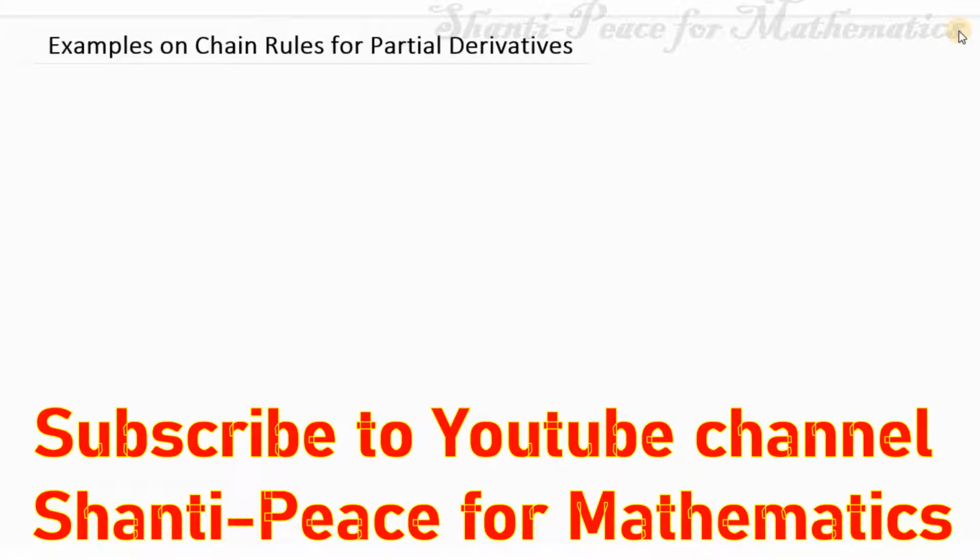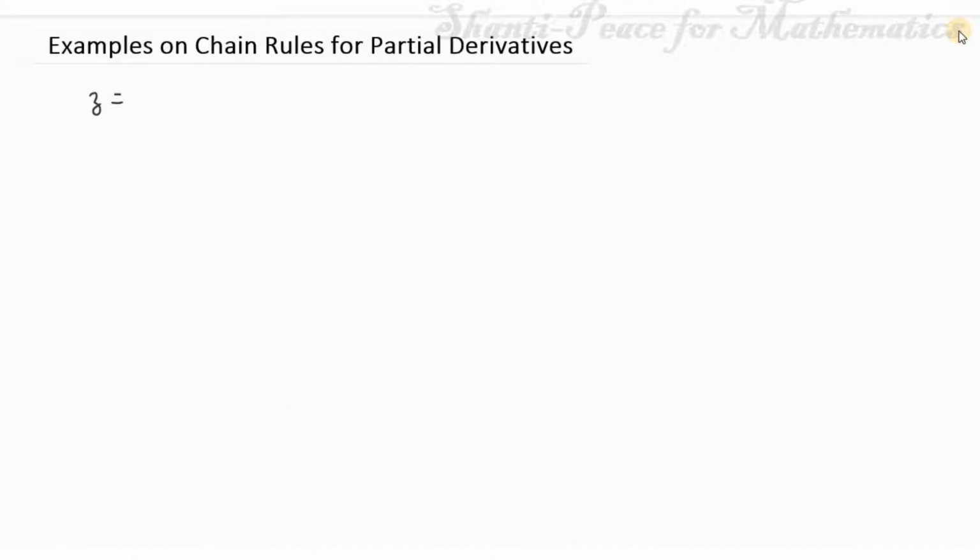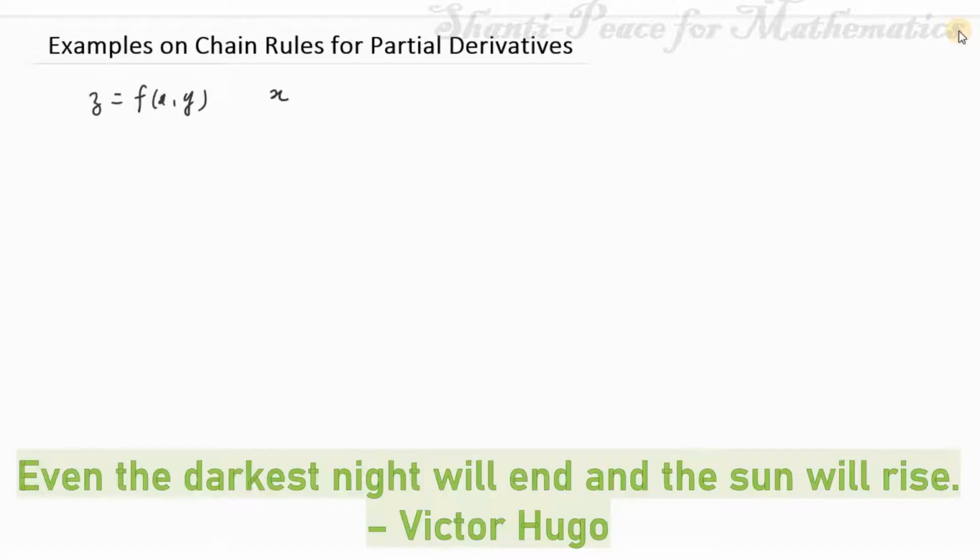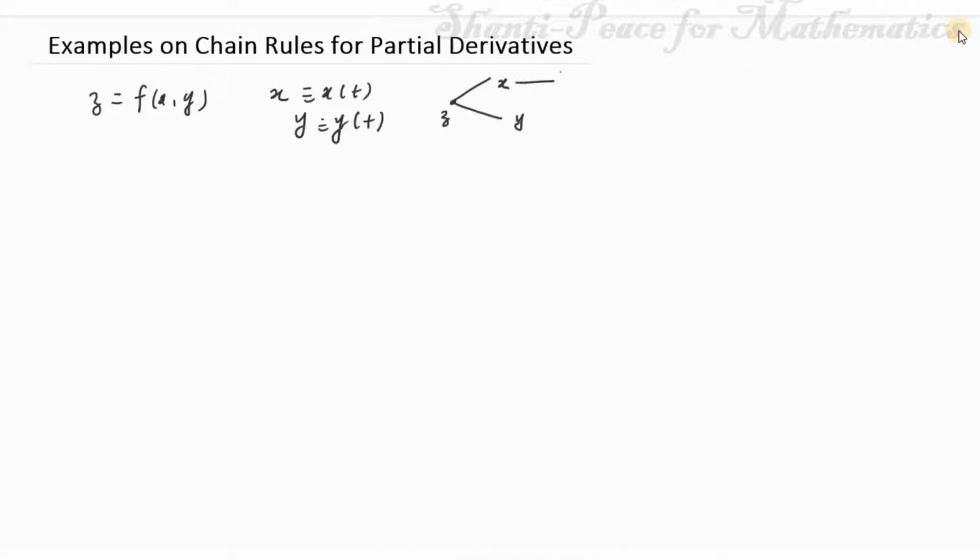In my previous video, we talked about the chain rule for partial derivatives, which tells you that if you have a z which is a function of two variables x and y, and if your x and y are functions of one variable t, then you will have this tree diagram, that is z is a function of x and y, and x and y are functions of t. So you can talk about the derivative of z with respect to t, which can be represented as del z by del x dx by dt plus del z by del y dy by dt.